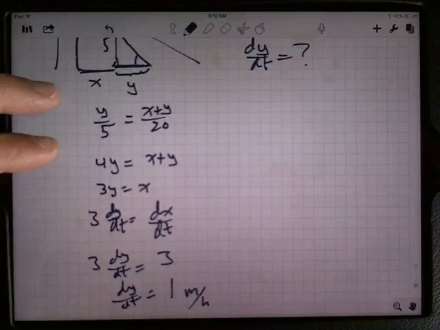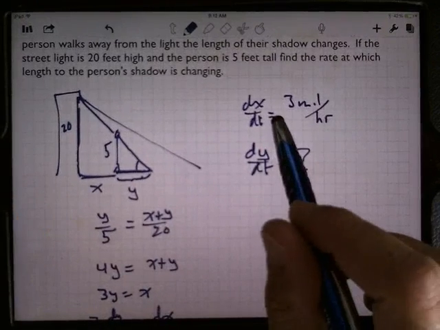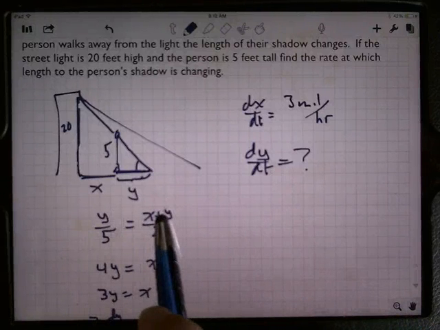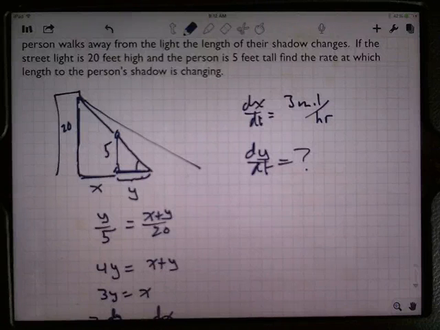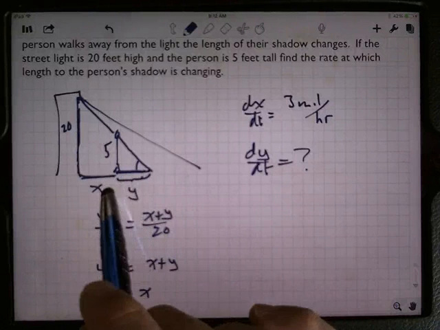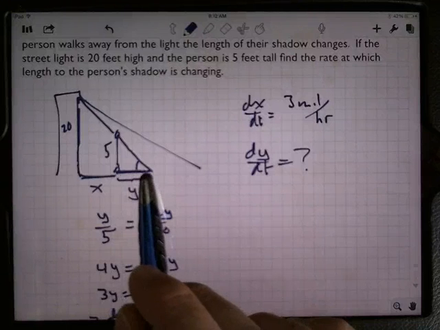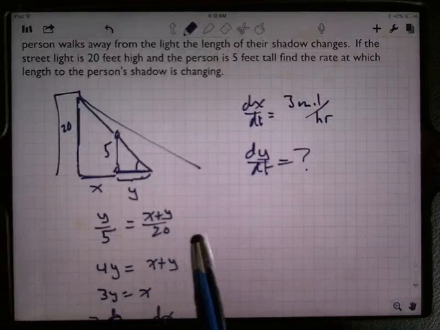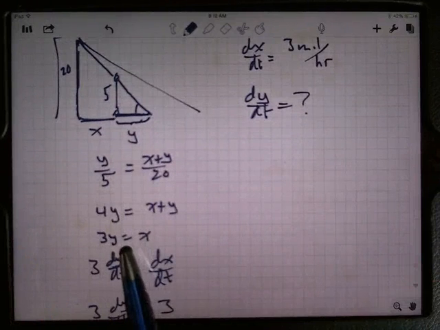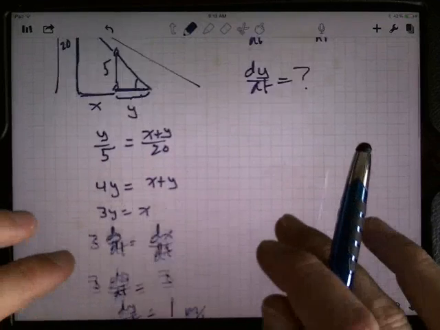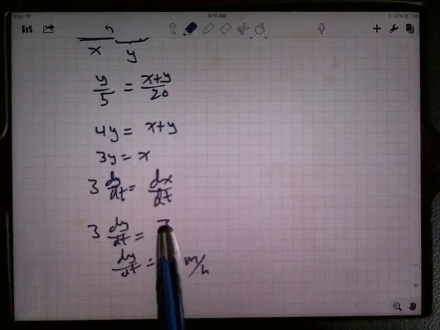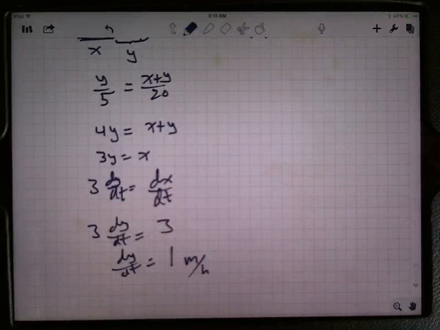What did we do? We were given one rate. We had to find another rate. We found a relationship between the two variables that's always true, no matter what time it is. As everything is changing, as the person's moving, as the length of the shadow is changing, there's this relationship that's always true: the similar triangles. We simplified it first, and then implicitly differentiated with respect to time to get a relationship between the rates. Plug in everything you know, solve for the one you don't, and you're done. So there you go.